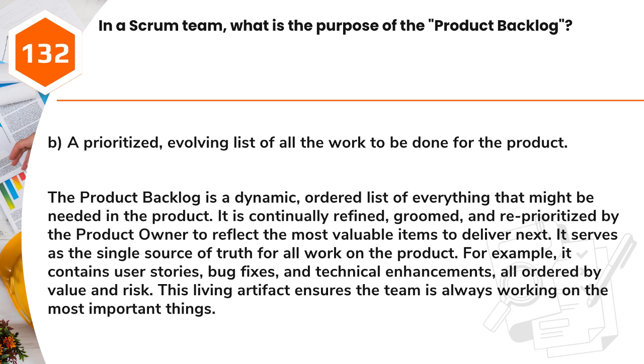Answer: B. A prioritized, evolving list of all the work to be done for the product. The product backlog is a dynamic, ordered list of everything that might be needed in the product. It is continually refined, groomed, and reprioritized by the product owner to reflect the most valuable items to deliver next.